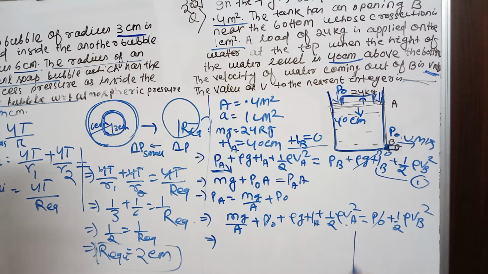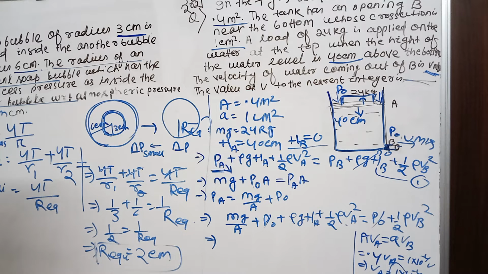So if we check the equation of continuity, that is area at A multiplied with velocity at A is equals to area at B multiplied with velocity at B. Now area, this is given as 0.4 meter square. VA is equals to, this area is just 1 centimeter square. So just convert it into meter square, that is equals to 10 to the power minus 4, and this is equals to V. So what is VA then? VA will be 10 to the power 4 upon 0.4.